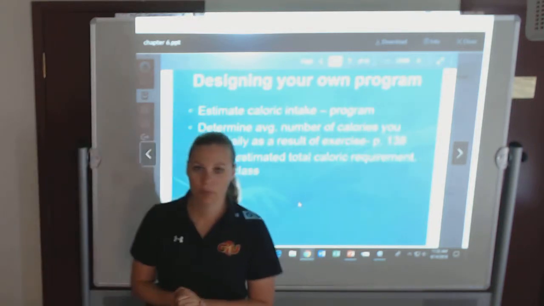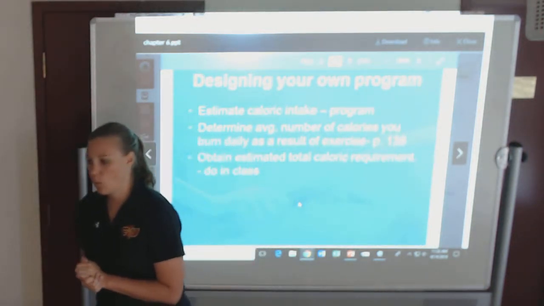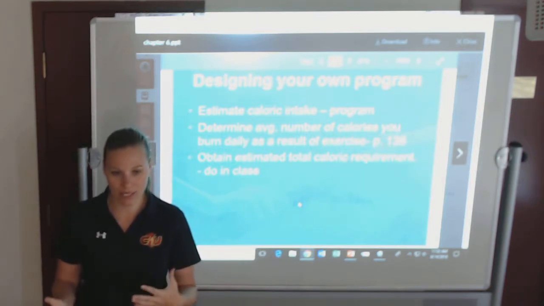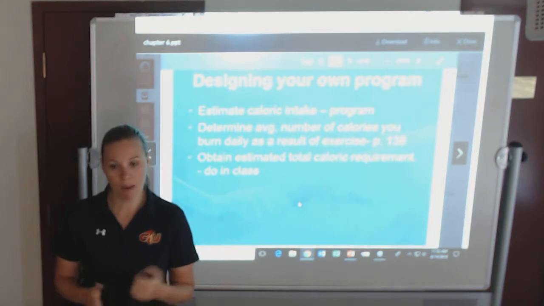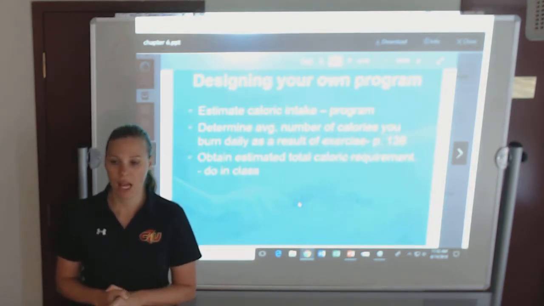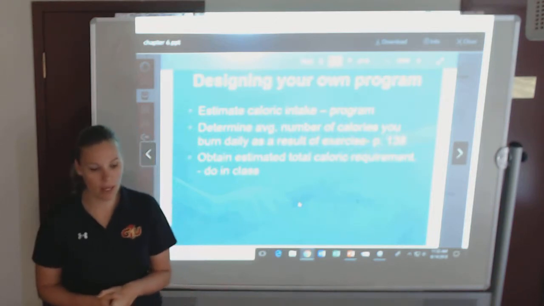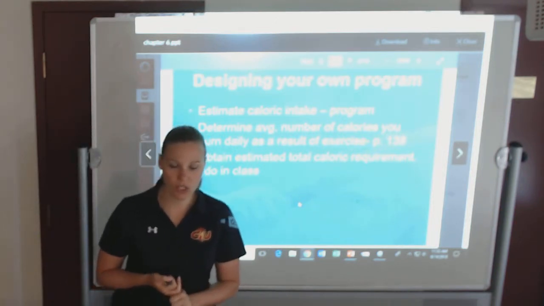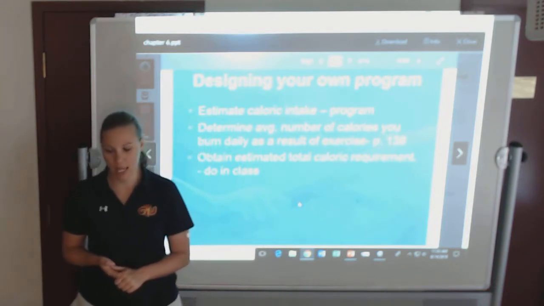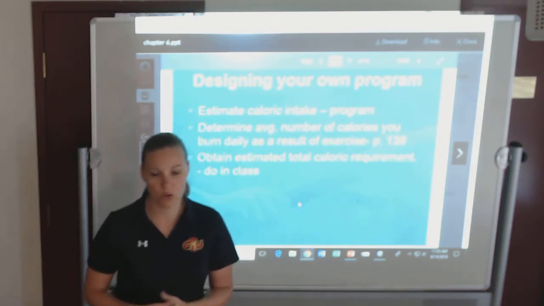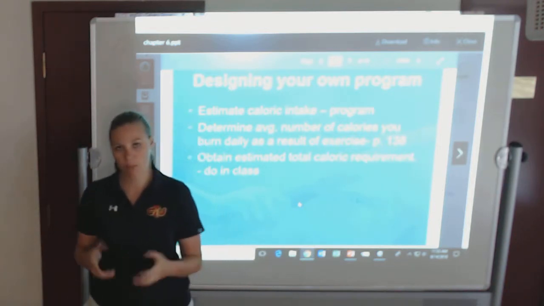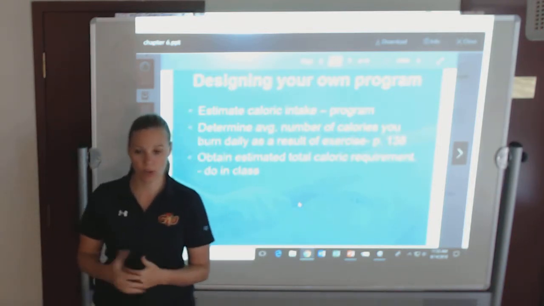So designing your own program, one of the most effective ways that I found is that if you get onto sites like MapMyFitness or MyFitnessPal.com, those types of sites that are able to calculate the food intake that you have, plus your energy intake, plus your water intake, and make those calculations on the website, will actually help and motivate you to continue on and progress.